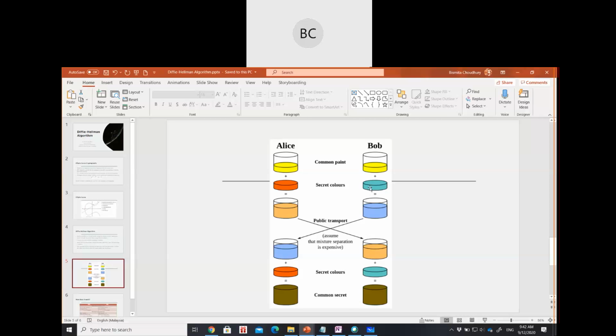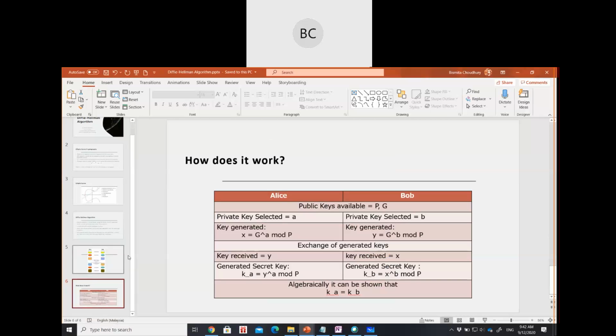And from that, they will just create a different color by using the modulus function, and they will exchange it. Okay, just go to the steps directly. So first, a public key will be available, P and G. The private key will be used by Alice, for example A, and Bob will also have a private key, which is B.